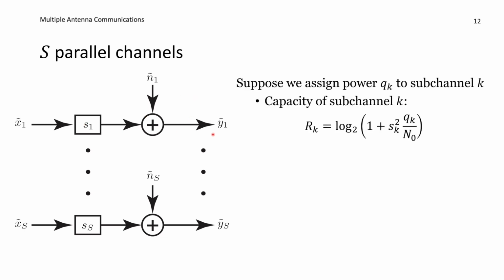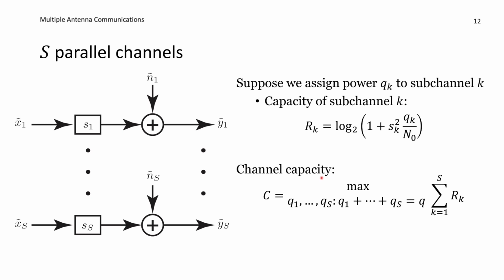Suppose that we are assigning a particular amount of power to each one of these subchannels. We have the power Q to divide between them, and for the moment, let's assume that Qk is the amount of power that we assign to subchannel k. Then that subchannel is just a MISO channel, and we know how to compute the capacity of something like this. We call it Rk here. It's log 2 of 1 plus an SNR, signal to noise ratio, containing Qk, which is the energy per symbol that we're transmitting with. We have the channel response, which we square, so sk squared, and we divide by the noise variance N0. We can do this for each of our parallel subchannels.